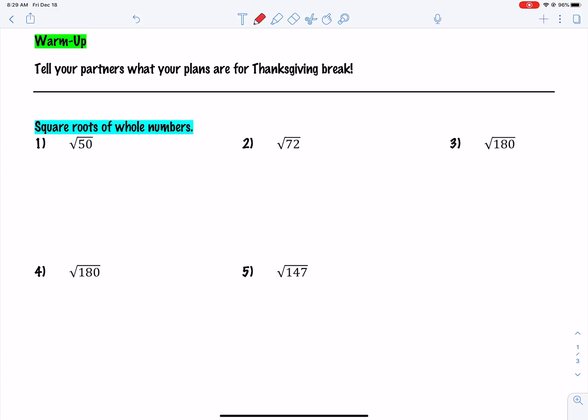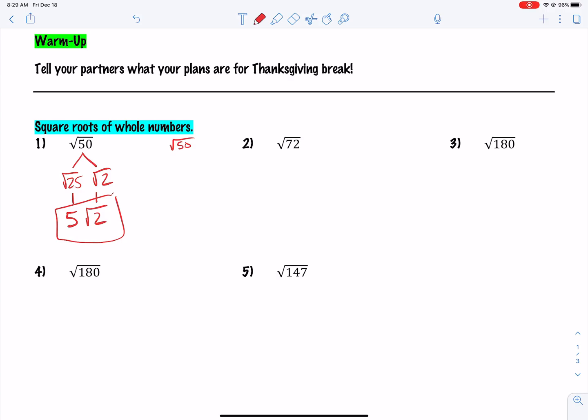So the first way, if you know a perfect square that goes into it, is to find that first. So for 50, a perfect square that goes into 50 is 25. So I say 50 is radical 25 times radical 2, because radical 25 times radical 2 is radical 50. Now radical 25 is 5. I can't simplify radical 2 anymore, so in the simplest form, this would be 5 radical 2.